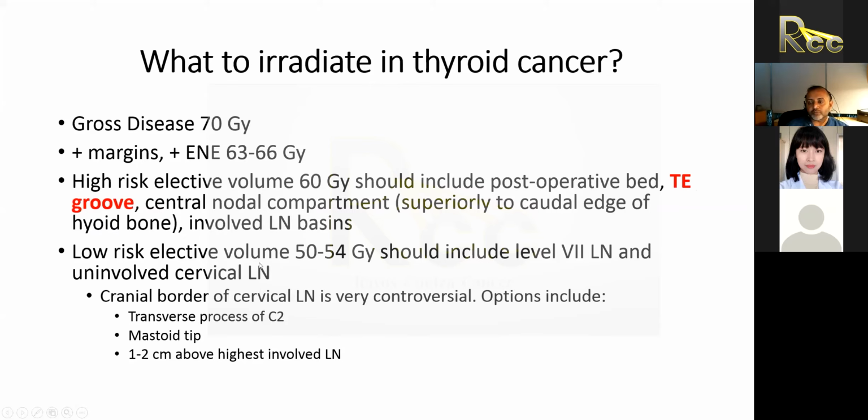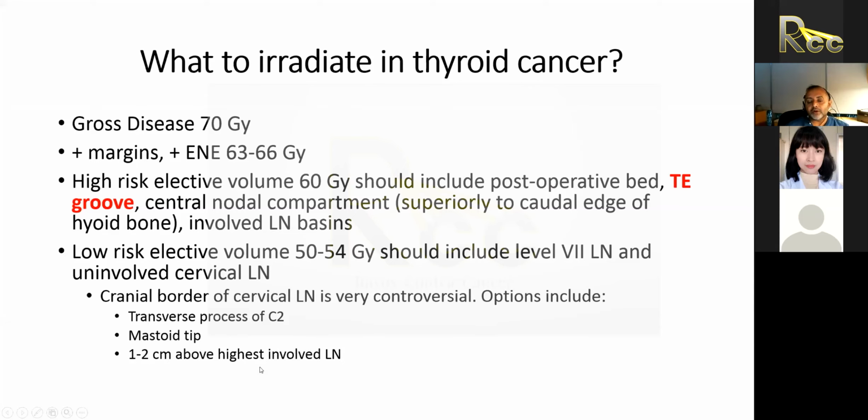Low risk volumes are going to be, also level 6, I should have mentioned. In the thyroid cancer patient, you're always going to irradiate level 6 nodes here. But in the low risk volume is now, again, that craniocaudal margin around the central compartment. So typically, you're going to treat level 7 nodes, your superior mediastinal nodes here.